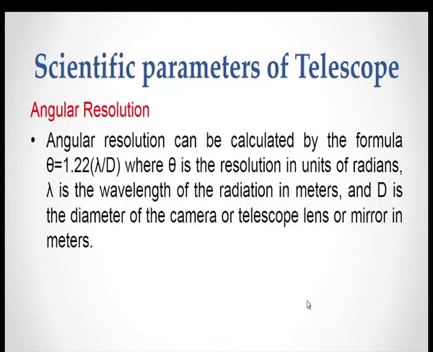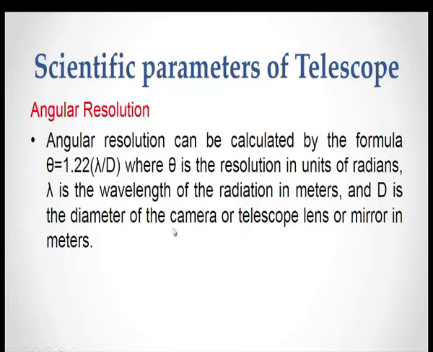Theta is equal to 1.22 times lambda by d, where theta is the resolution in units of radians, because angle has an SI unit of radian. Degree is not the SI unit of angle. So, angular resolution is given in terms of the SI unit radians. Then lambda is the wavelength of radiation in meters, and d is the diameter of the camera or telescope lens or mirror in meters.